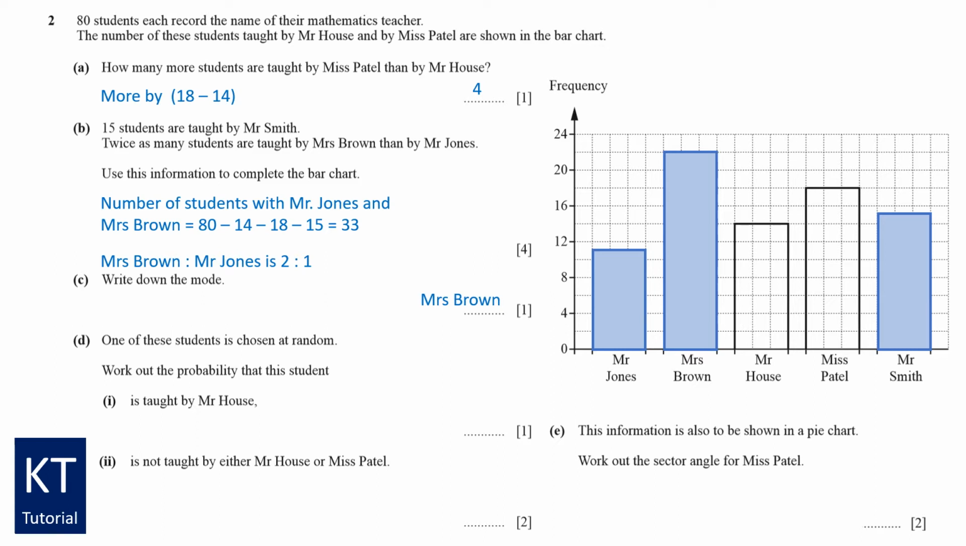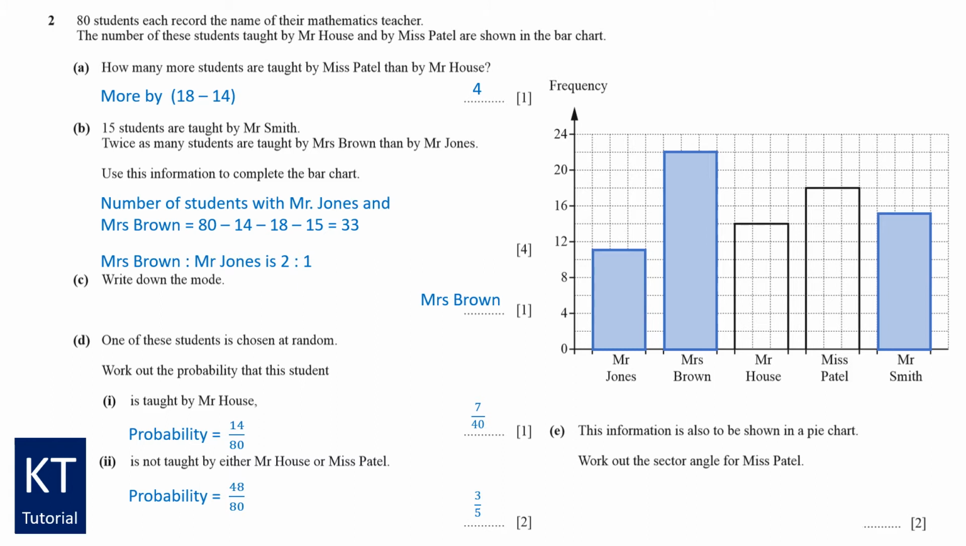Question 2d. One of these students is chosen at random. Work out the probability that this student is taught by Mr. House. This probability is 14 over 80 and in simplified form 7 over 40. Next, work out the probability that this student is not taught by either Mr. House or Ms. Patel. This probability is 48 over 80 or in simplified form 3 over 5.